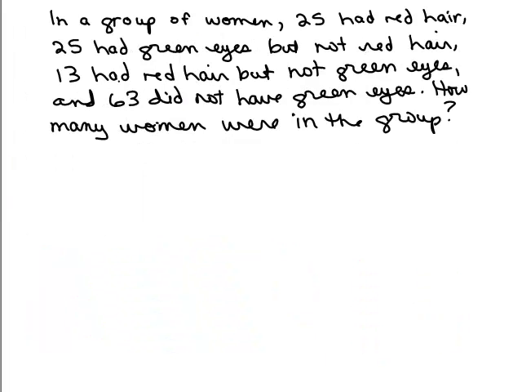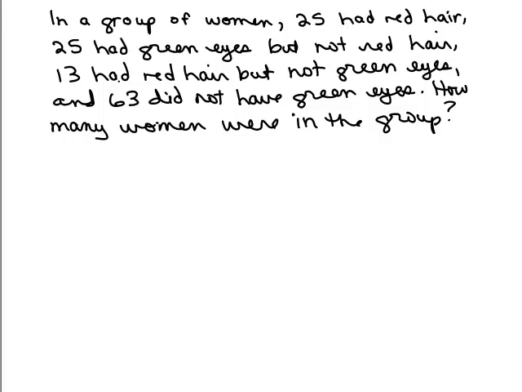So here's our next problem. In a group of women, 25 had red hair, 25 had green eyes but not red hair, 13 had red hair but not green eyes, and 63 did not have green eyes. How many women were in the group?